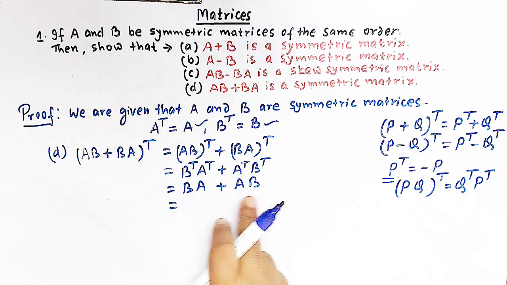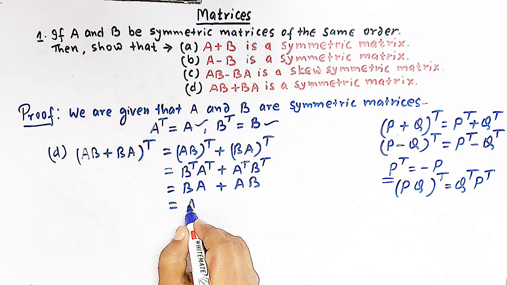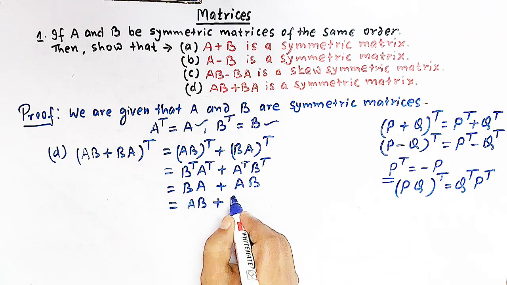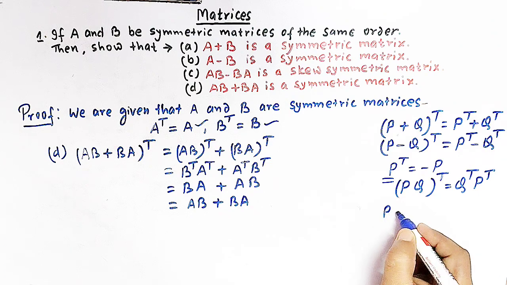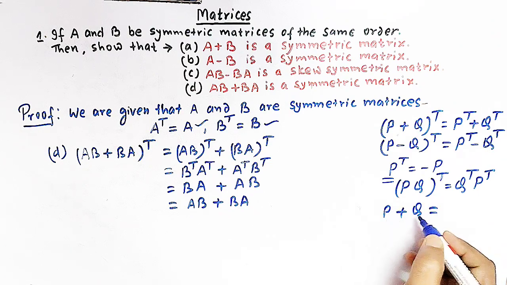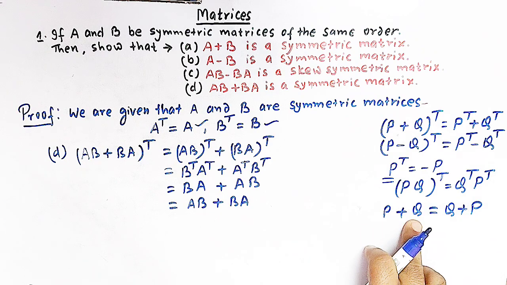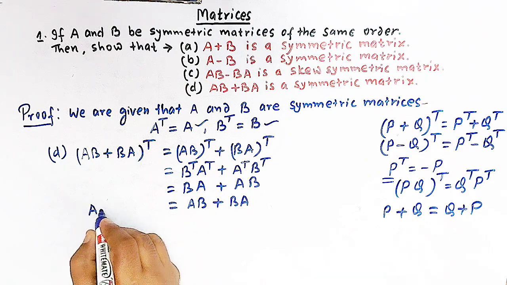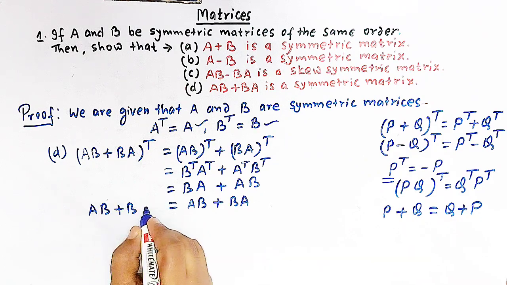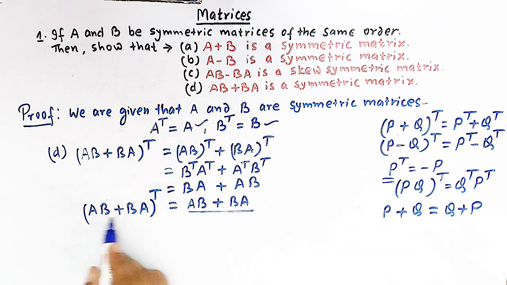And we know that the sum of two matrices is commutative. So we can first write AB and then BA, because if we have two matrices P and Q, then P plus Q is equal to Q plus P, because matrix addition is commutative. So now we see that the transpose of AB plus BA is equal to the matrix itself.